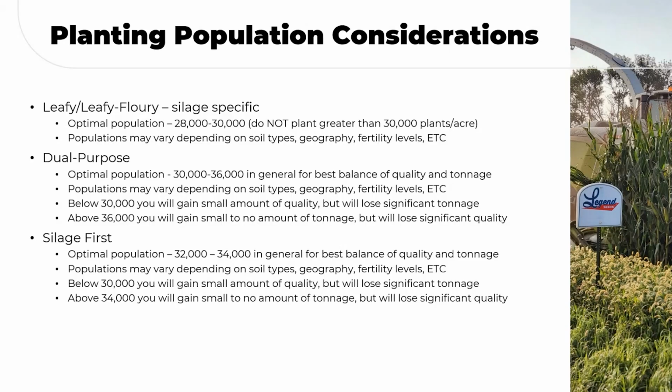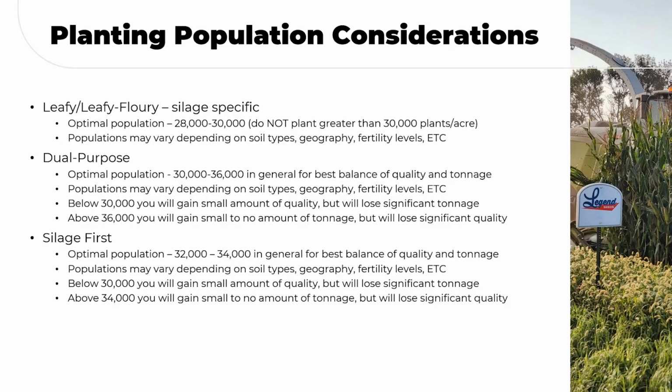I'm not picking on you, Maria, but I put the Maria disclaimer on every single one of these. So I realize that in some areas, like the Western Dakotas, we're not planting at 30,000 for corn silage or grain or anything ever because the environment doesn't allow it. But this is generally the population ranges of what I'm going to recommend. So on our leafy floweries, 28 to 30,000, and 30,000 is an absolute hard stop maximum. I would not recommend planting them ever over 30.